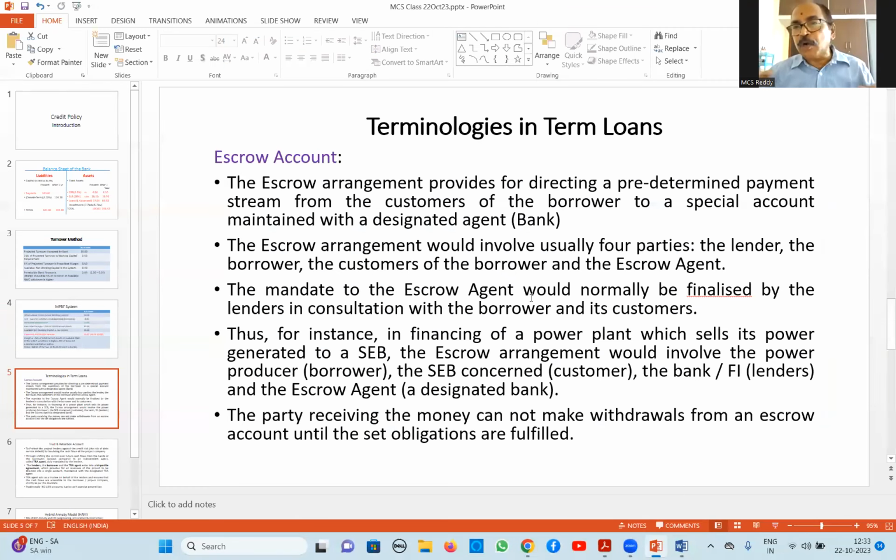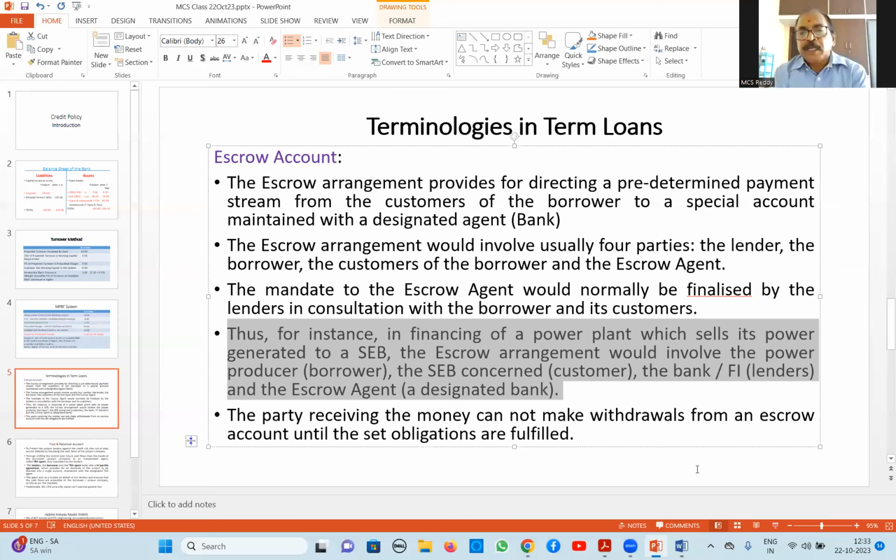Then we come to the escrow account. Instead of studying, I will tell you. In the escrow mechanism, there will be 4 people. I will tell you through an example here. If you go through this example, you will understand what the escrow mechanism is. For instance, a power plant. Somebody comes and says, sir, I am going to construct a power plant. After construction of this power plant, I will supply my power to the state electricity board.